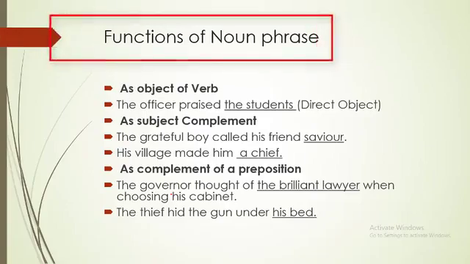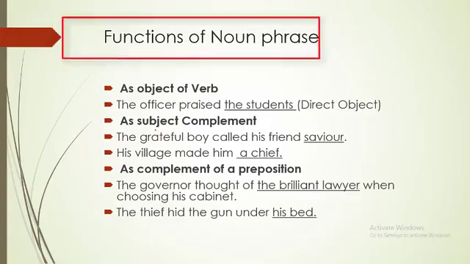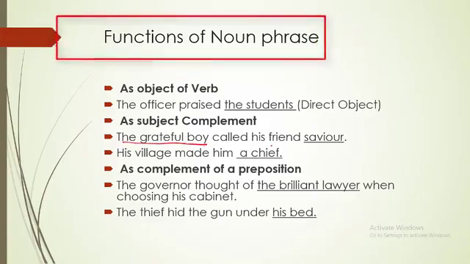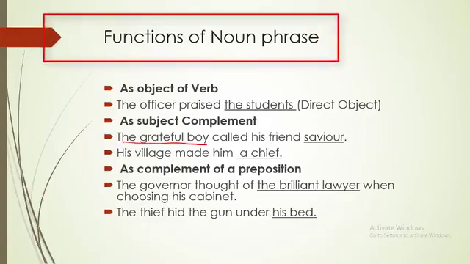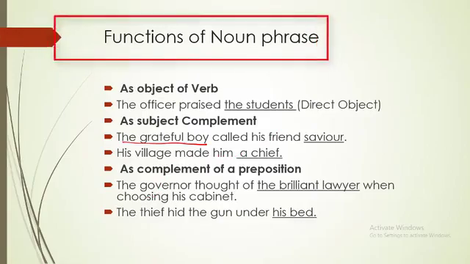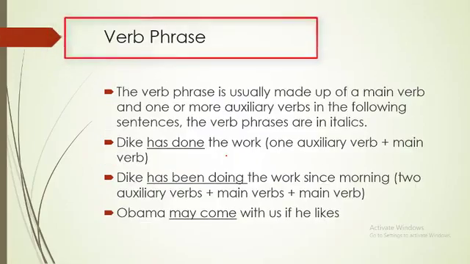Now, we have subject complement. In this case, we say that it's complementing the subject. So the subject here is the grateful boy. The grateful boy called his friend Savior. So it's complementing, right? Grateful boy. Then we have also complement of a preposition. So let's move on to what you call the verb phrase.